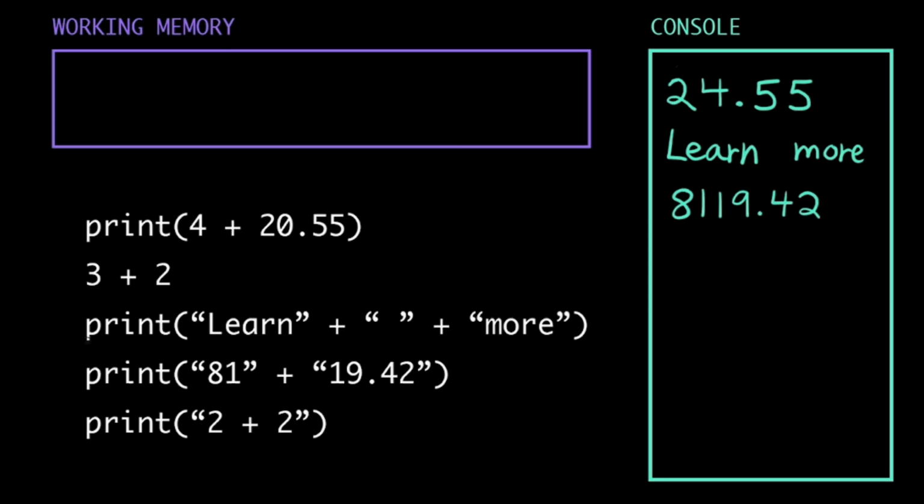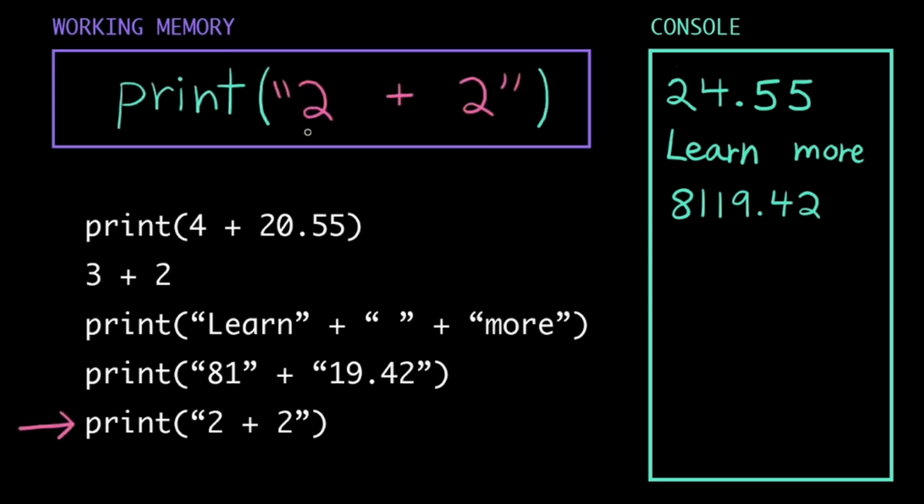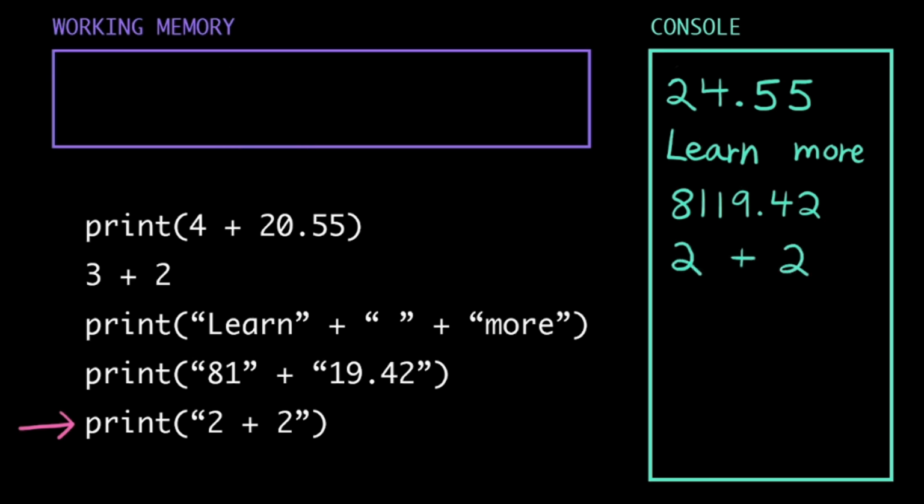The computer loads the last line of the program into working memory. Notice that this whole thing inside the parentheses here is surrounded by quotation marks. That means this is already a single value. It's the string, the 2 character, space character, plus character, space character, 2 character. It's not the expression, the integer 2 plus 2. Because we already have a single value, there's nothing to simplify here. So the computer pops out of the parentheses, sees the instruction print, prints 2 space plus space 2 to the console, and clears working memory.